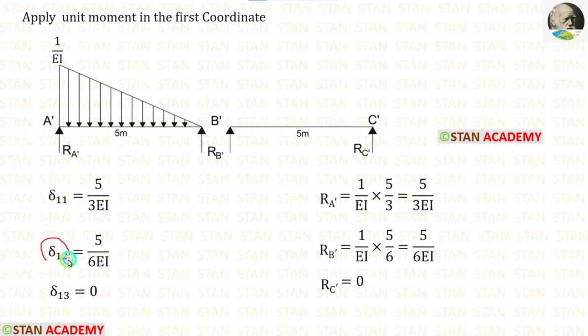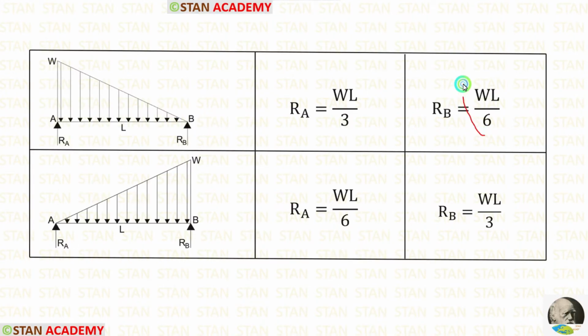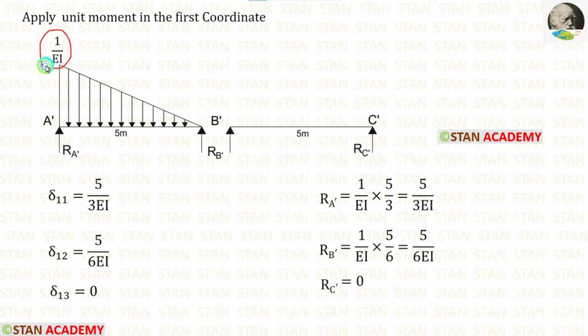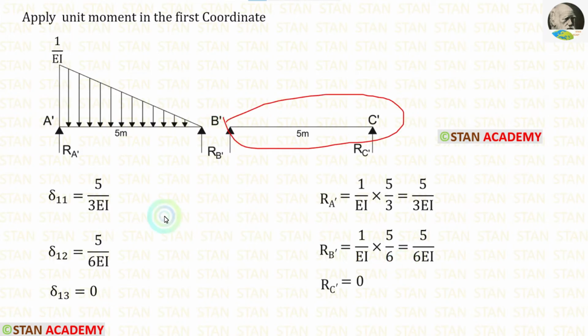Now let us calculate delta 12. For that we have to calculate RB dash. The formula is WL upon 6. Here W is 1 upon EI and L is 5. When we apply inside the formula, we are getting 5 upon 6 EI. In this beam, there is no load, so RC dash will be 0. In this case, delta 13 will be 0.